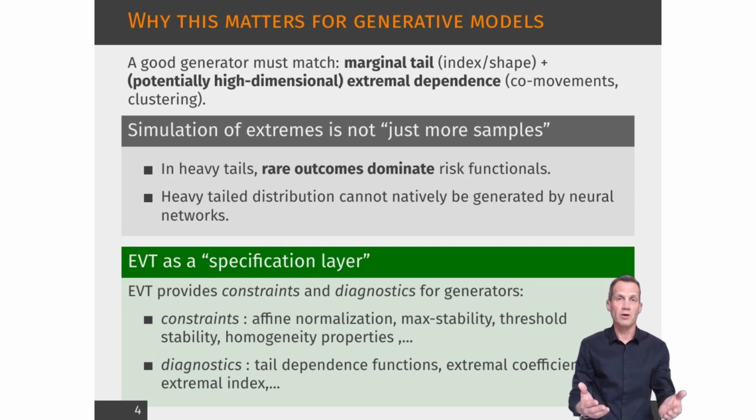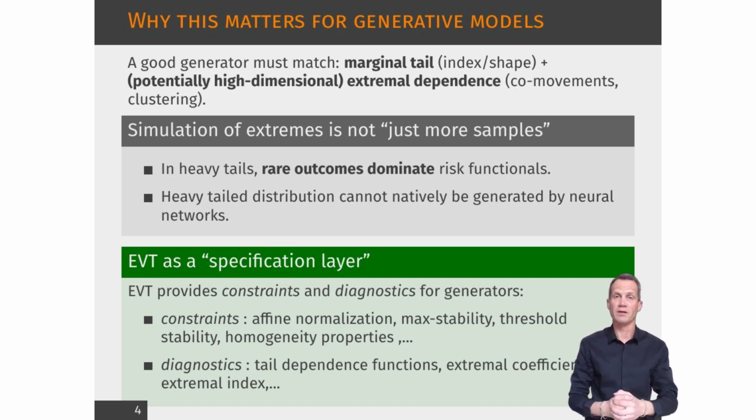This slide connects extreme value theory with generative models. A good generator should not only reproduce the central part of a distribution, it must also reproduce the marginal tail behavior, including the tail index or shape parameter and the dependence structure of extreme events. In high dimension, this dependence may involve co-movements across variables or clustering over time.